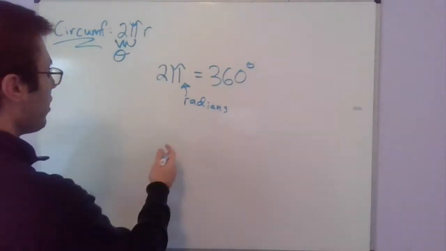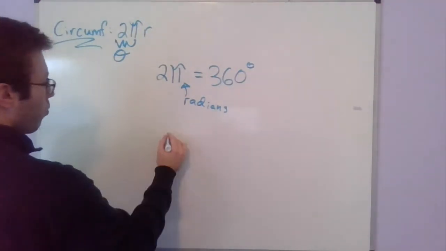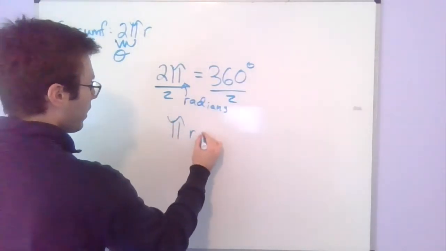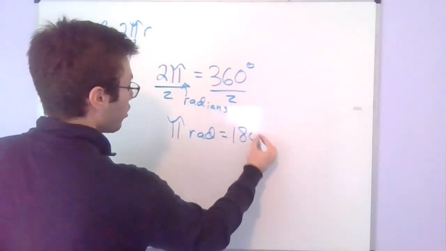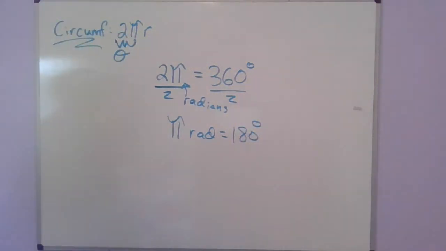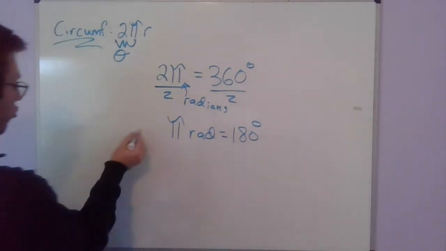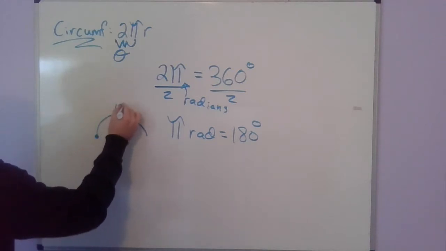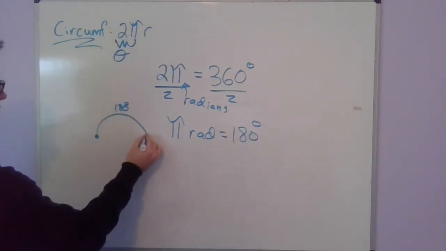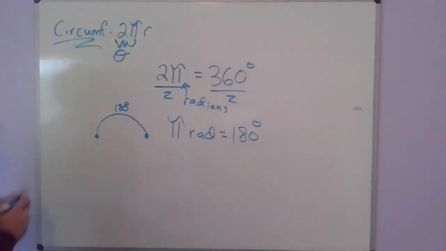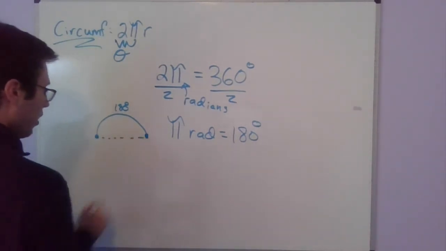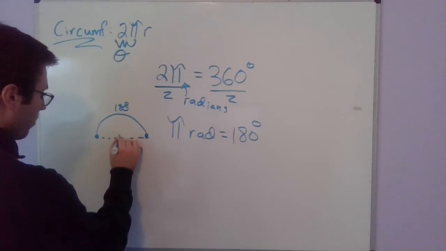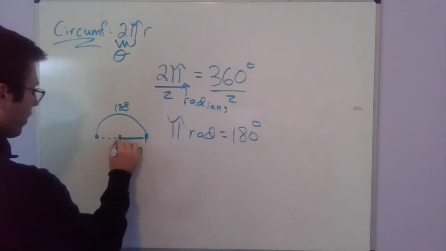We can think of this as a unit conversion now. What we can do is divide both sides by 2, so we get pi radians is equal to 180 degrees. So if I was traveling around the circle and I went around pi radians right here, this would be 180 degrees. Well, that's interesting, because if this was 180 degrees and here was a circle with a radius, let's say 3 inches, the radius was 3 inches.